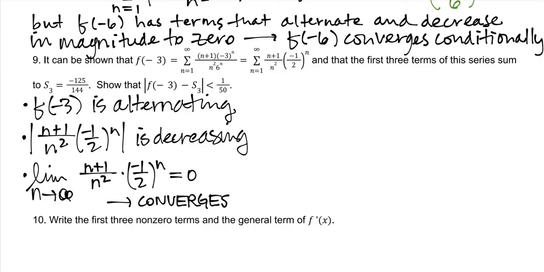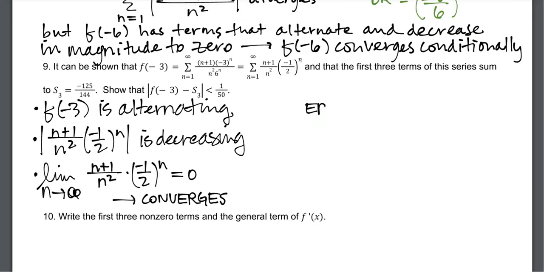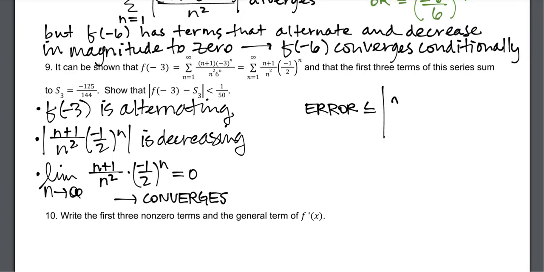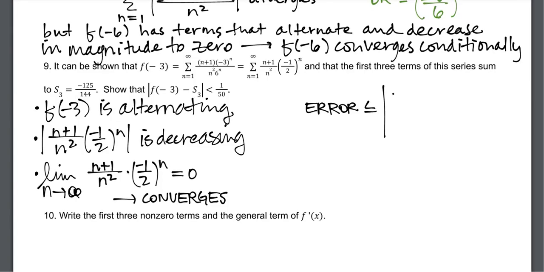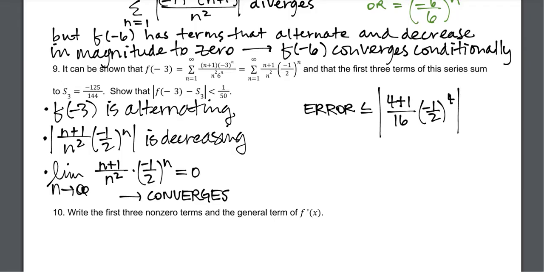Okay, now that I've established that, I'm going to do that alternating series error bound. So in this case, error is less than or equal to the absolute value of the next term. And if I use the first 3 terms, that's n equals 1, n equals 2, n equals 3, I just need to plug in n equals 4. So that's n, not n plus 1, 4 plus 1, over n squared would be 16 times negative 1/2 to the 4th, less than or equal to 1/50th.